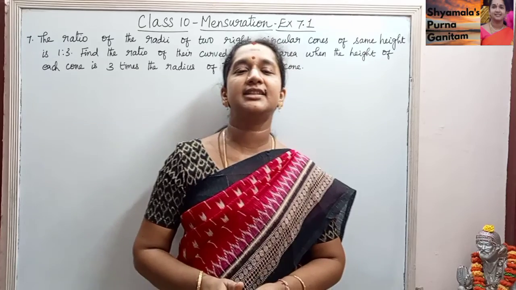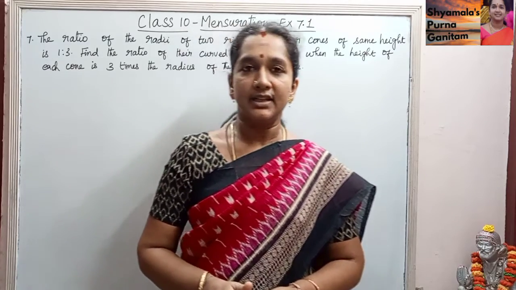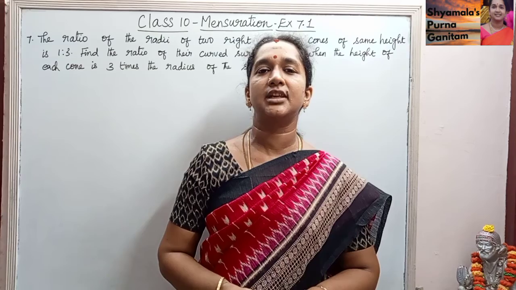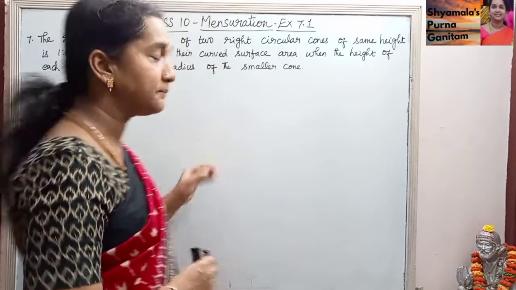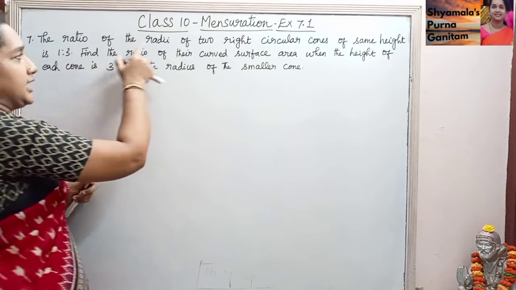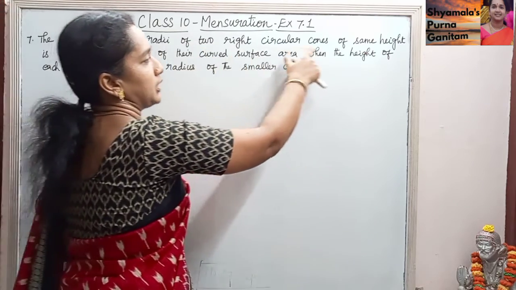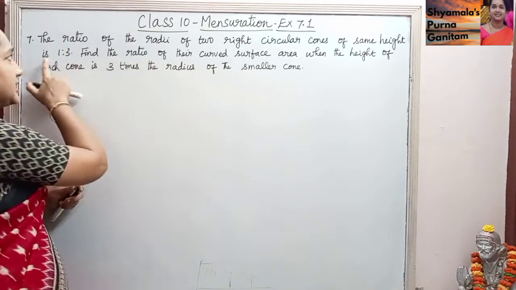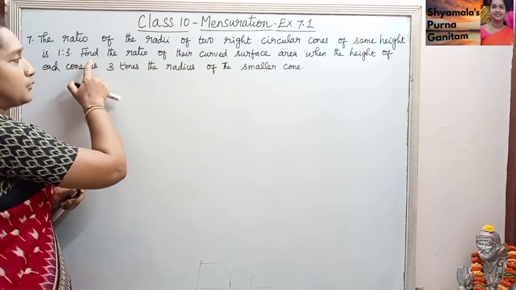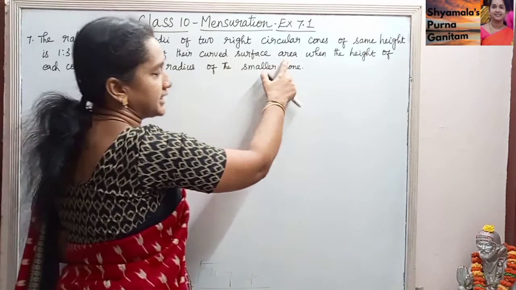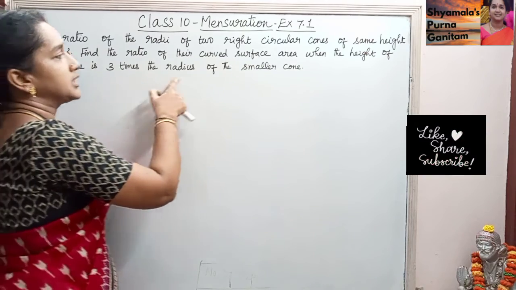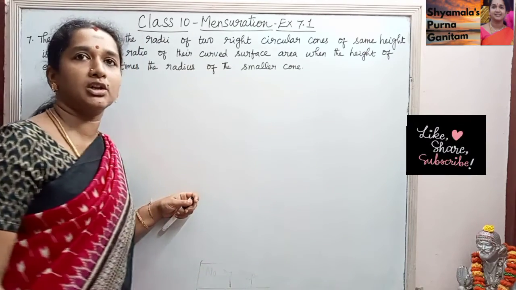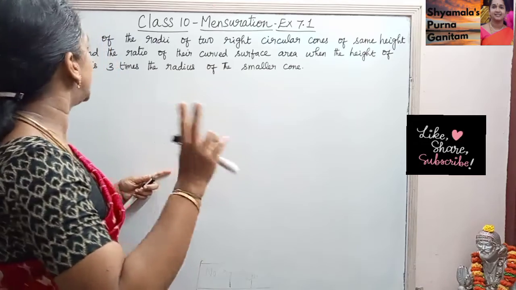Good morning students. In this class I will be doing class 10 Matric syllabus or matriculation syllabus, 7th chapter mensuration, exercise 7.1, 7th sum. The ratio of the radii of two right circular cones of same height is 1:3. Find the ratio of their curved surface area when the height of each cone is 3 times the radius of the smaller cone. So here we are having two cones.